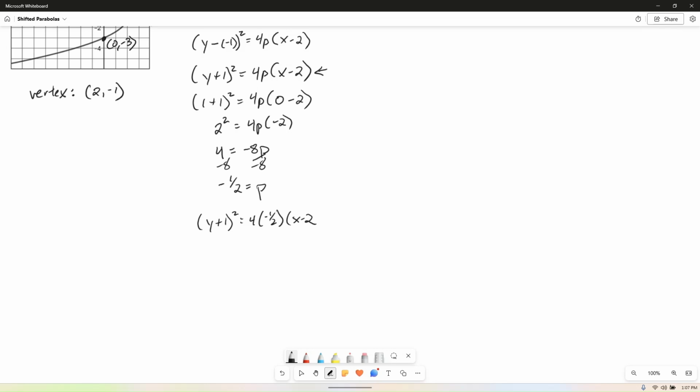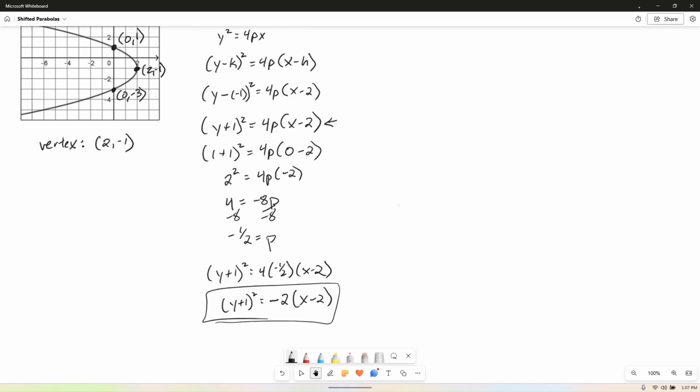(y + 1) quantity squared equals 4p times (x - 2). And so again, we have (y + 1) quantity squared equals 4 times the -1/2 times the quantity (x - 2). All we've got to do is simplify the 4 and the 1/2. So we're going to be left with (y + 1)^2 is going to be equal to -2 times (x - 2). So that is the standard conic equation for this parabola.